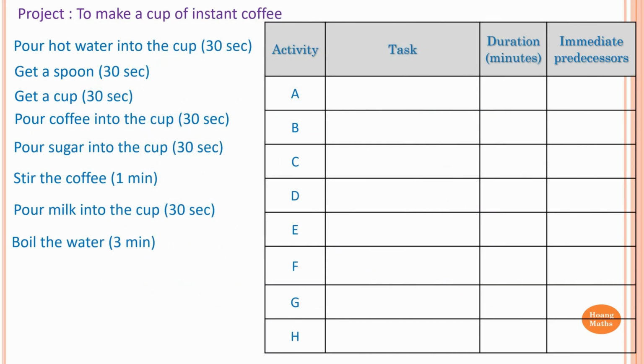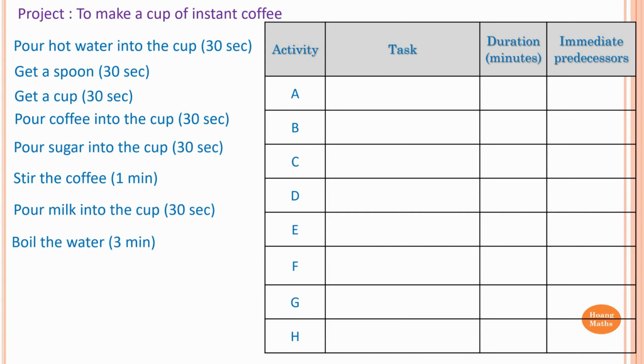Let's create an activity table for this project. The project is to make a cup of instant coffee. These are the tasks for making a cup of coffee, and you can see these tasks are not in order. To create an activity table, we need to make sure the tasks are in order, because some tasks have to be completed before the other task can begin.